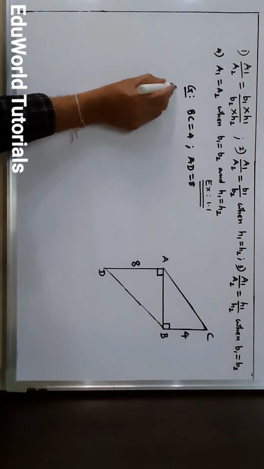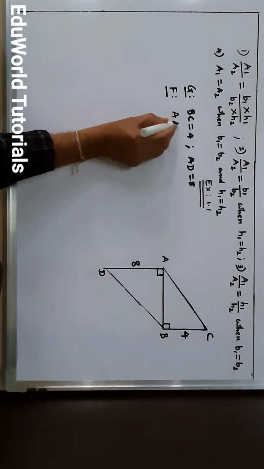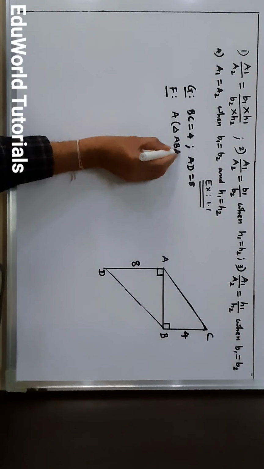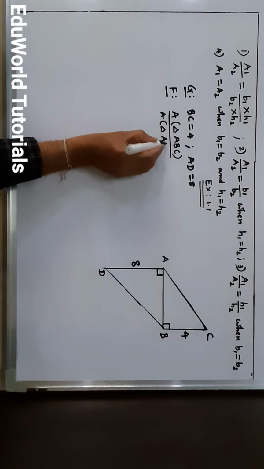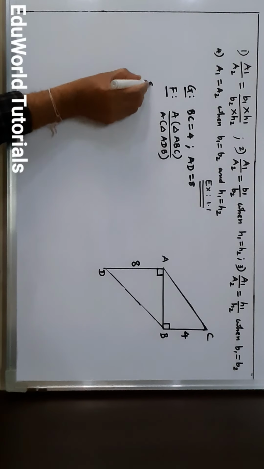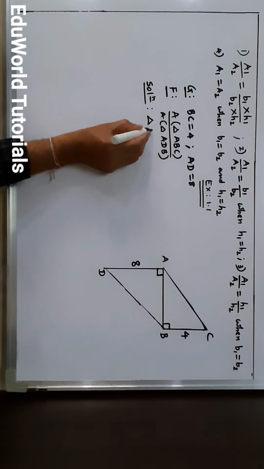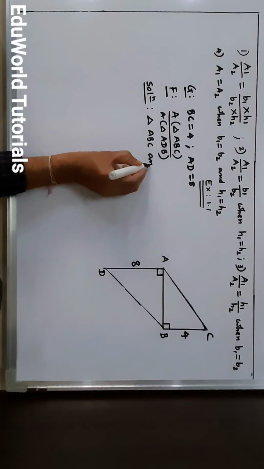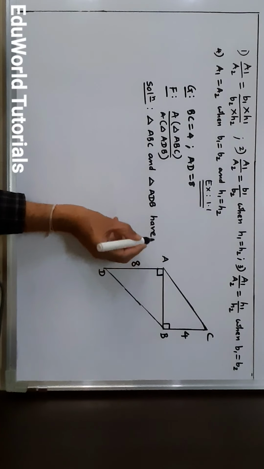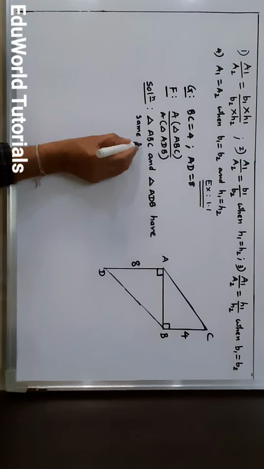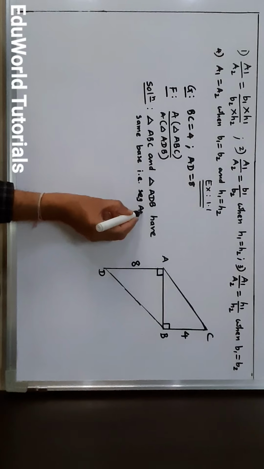Okay, what we have to find? I will write for short F. F means we have to find area of triangle ABC upon area of triangle ADB. So how will you write the solution for this, answer for this? In the solution we will write: triangle ABC and triangle ADB have same base, that is which base? That is seg AB.